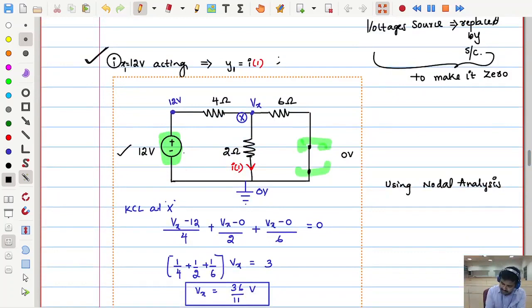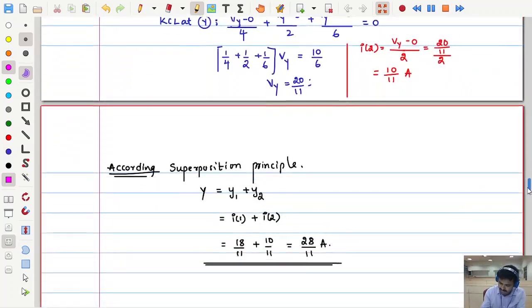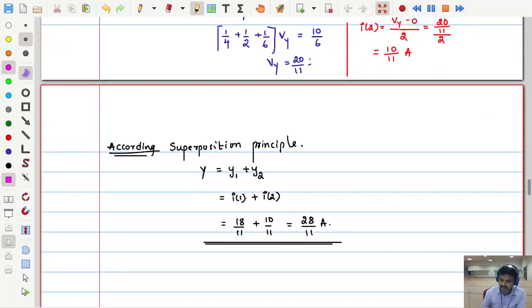Then after this, just make this small change: assume this as your I of 1 instead of I, otherwise both times you will get confused. This is case 1 current. Case 1 current is I of 1, case 2 current is I of 2. Ultimately what you need is I. What is I? I is I of 1 plus I of 2.